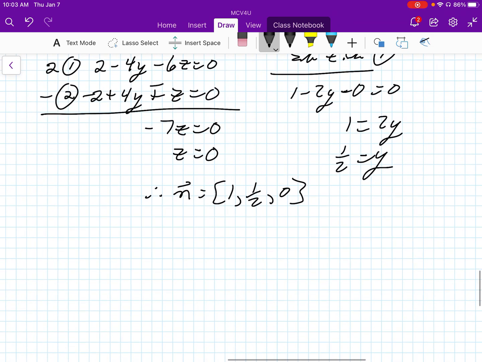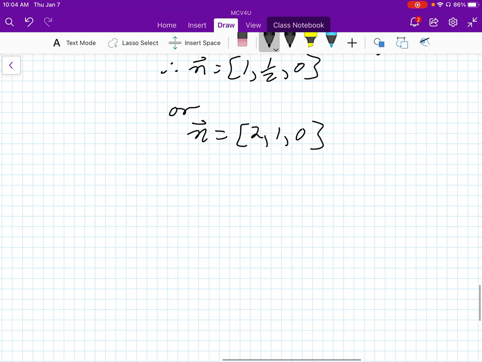Now if you don't like fractions, you can leave it like this. This is it, and we're going to check to make sure that it works out. If you don't like this, then you just use a scalar multiple of it. We can also say our normal vector is 2, 1, and 0. Notice the scalar multiple is also a linear combination of the n. It's also perpendicular to A and B.